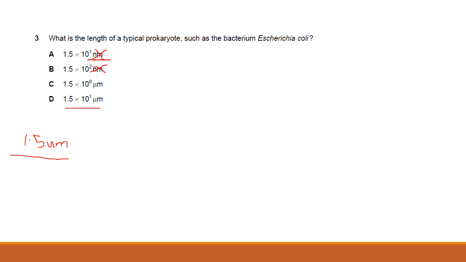Now this one is in micrometers, but 1.5, and this is something, please pay attention to this, that students tend to miss out on, or they make a mistake because they're in a hurry. 1.5 times 10 to the power of 1 is 1.5 times 10. And that gives you 15, which is the wrong answer. The right answer is 1.5 micrometers. Any number that is raised to 0 in mathematics is equal to 1. So this answer here is 1.5 times 1 micrometers, and that's 1.5. So your answer is C. I hope that was clear.